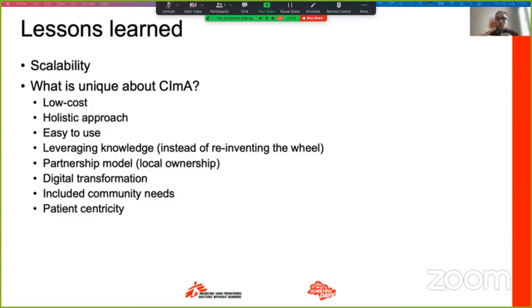The partnership model also has strengthened the local ownership for the app by the users. We did a digital transformation for the currently available information. So we did not try to invent a new system. We just tried to test if we do a digital transformation of the physical system, can this work? And it did work. We were always responsive to the community needs, which is very important, so they feel that they are heard. And also, all the time, the patient or the user was the center of this whole process.